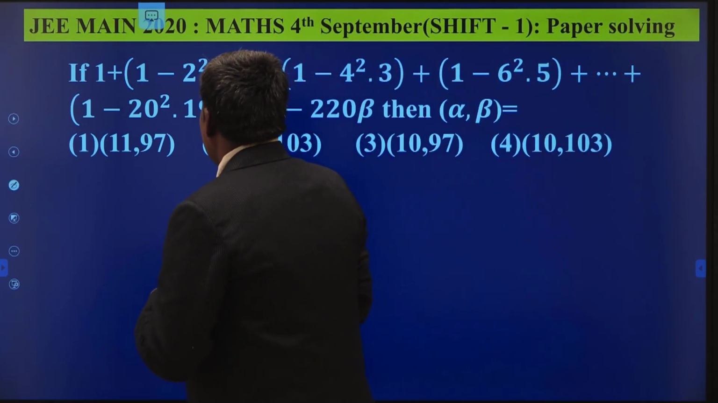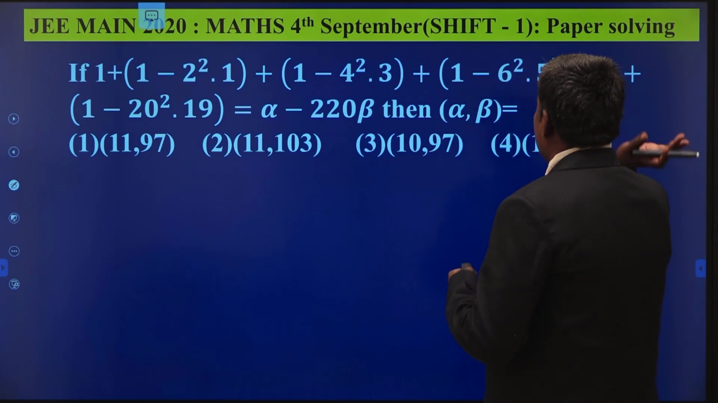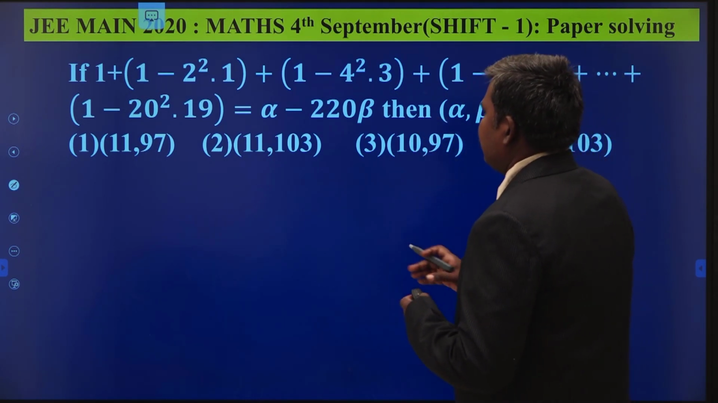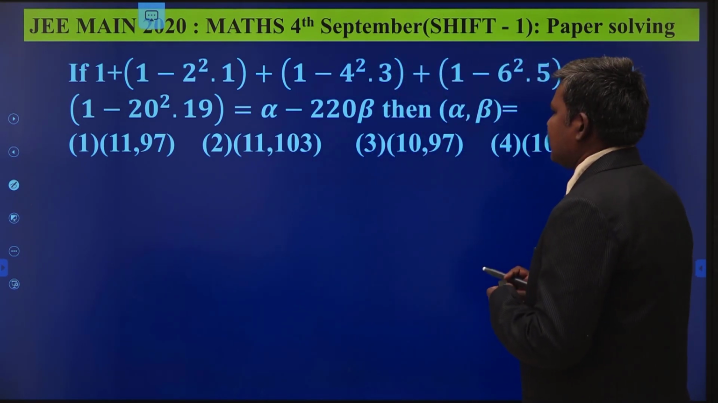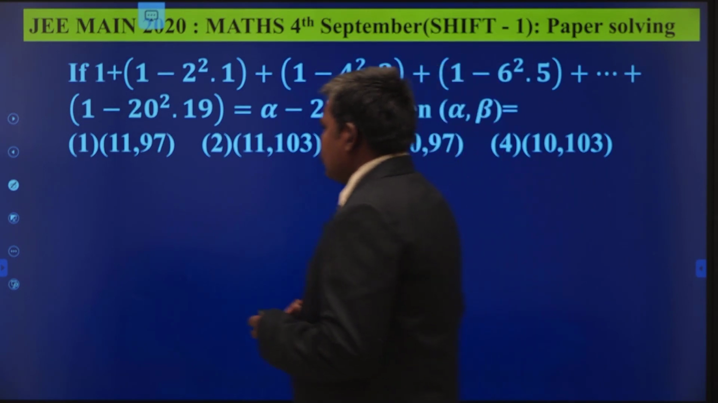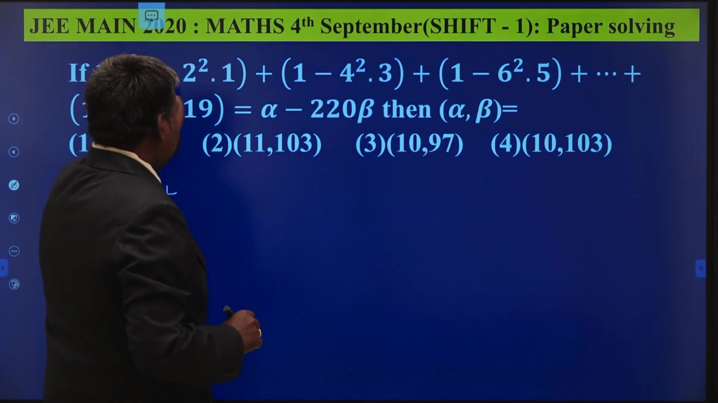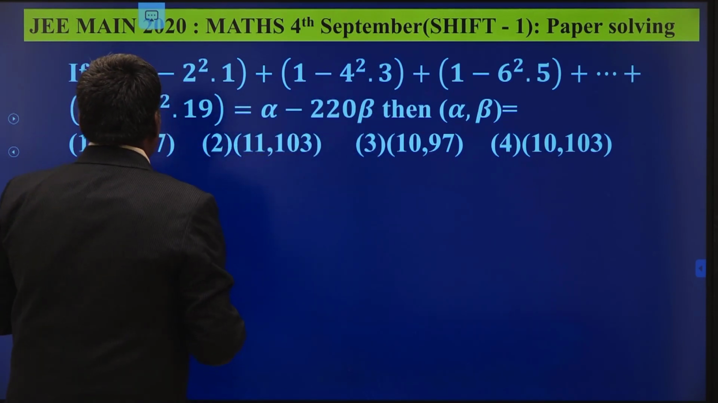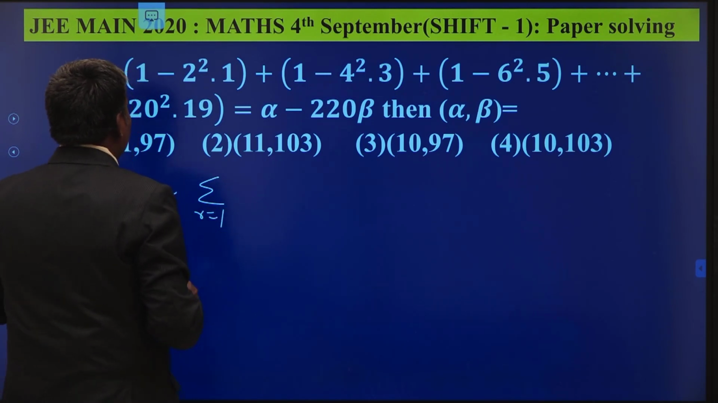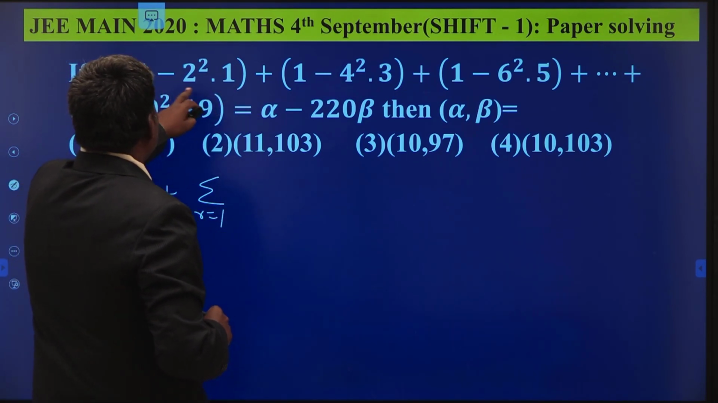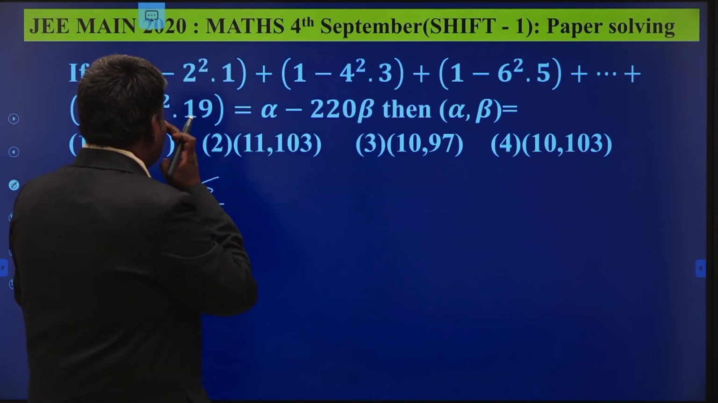This is the question. 1 plus (1 minus 2) square into ... 1 plus (1 minus 4) square into 3 plus and so on up to here is equal to alpha minus 220 beta, then alpha comma beta is what? This is your question. So this can be written as 1 plus itself I am writing 1. Now the remaining terms can be written in the sigma notation. Sigma r is equals to 1 to here. This is 1, 3, 5, 7 and so on up to 19 is there.